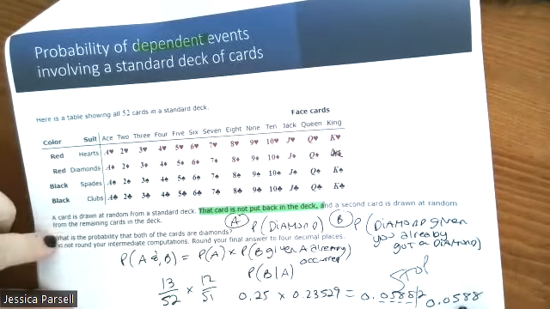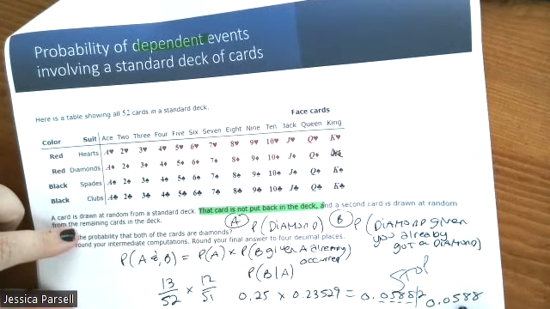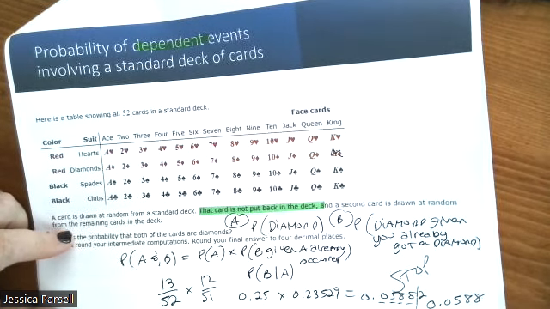So we're looking at 0.0588. Okay, so basically there's a 5.88% chance that you pull out a diamond, keep the diamond in your pocket and pull out a second diamond. That's only about a 5% chance of that happening. All right, hopefully this helps. We'll see you in the next video.